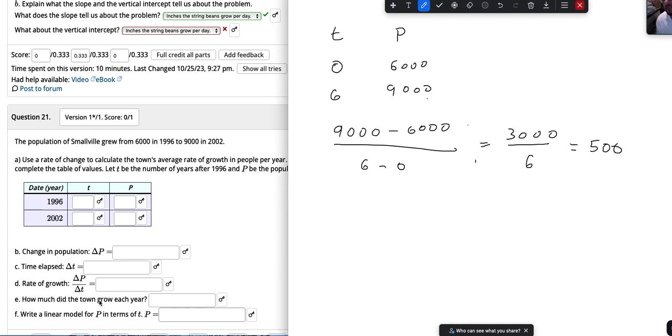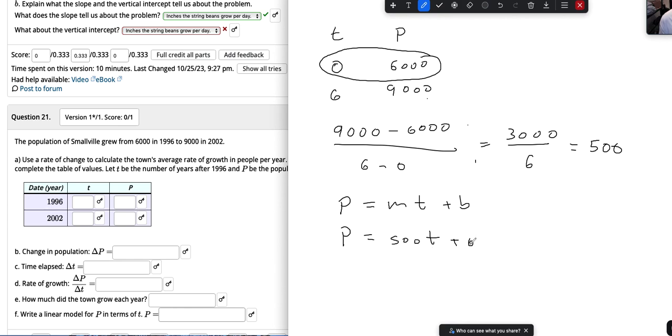And then how much did the town grow each year? That's exactly what we just found, was on average each year it's increasing by 500 people. And then to write a linear model for that, this one's actually not terrible because they gave us that right there. They told us what it was when the time was 0. So if I'm writing P equals the slope times T plus an intercept, then the population would be 500T plus 6,000. And I bet they actually wrote it in the opposite order. They did, and it shouldn't matter.